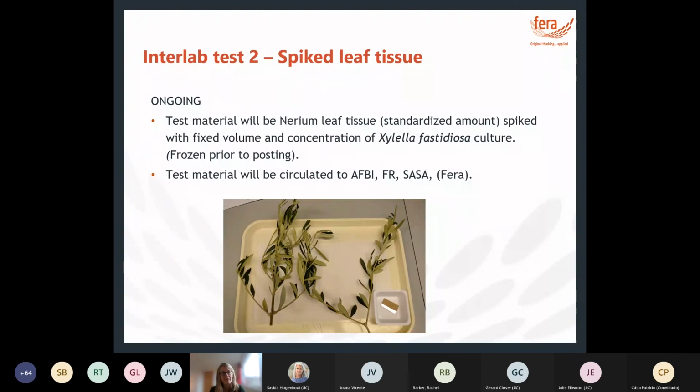The intention in this test is that we will take probably nerium leaf tissue, a standardized amount of leaf tissue. We will spike on a fixed volume and concentration of Xylella fastidiosa culture, and then put it into a grinding bag or a grinding tube and send those out to the individual labs. So each lab will then do the DNA extraction step followed by the detection step. One thing to note, we will definitely make sure that the Xylella is dead before we do this part of the exercise. But yes, sadly, we haven't managed to proceed with that step, but hopefully in the new year, we'll be able to progress this one.